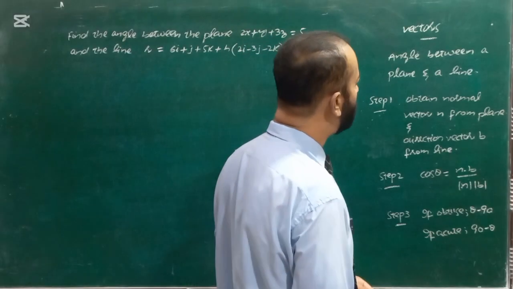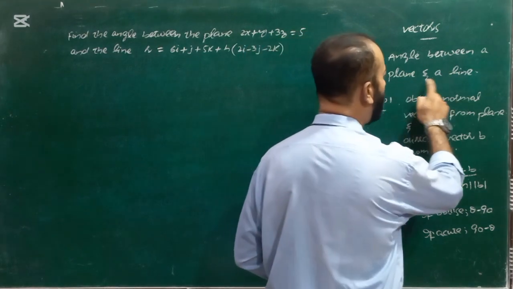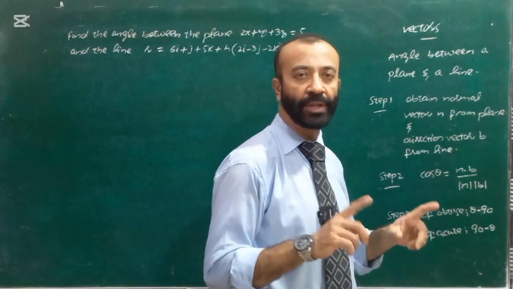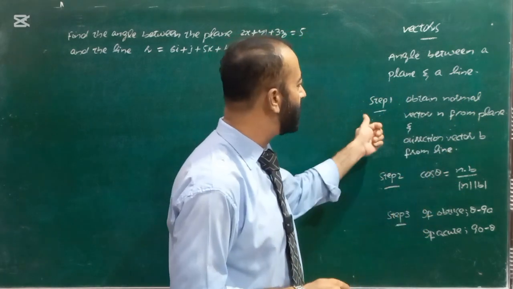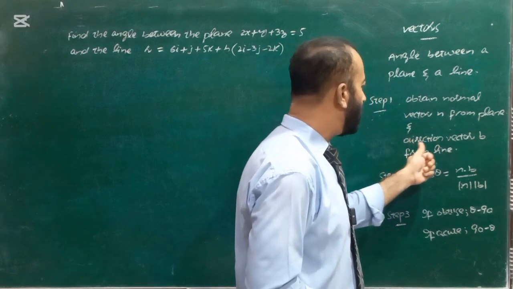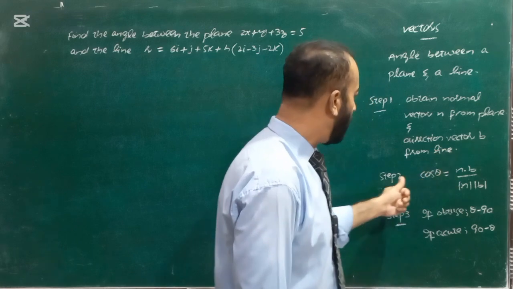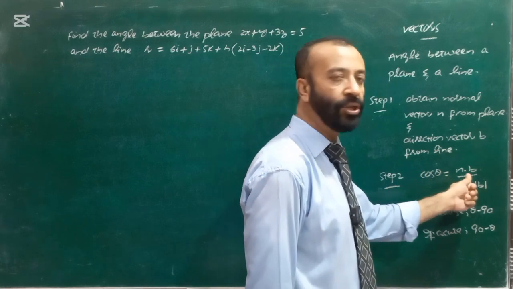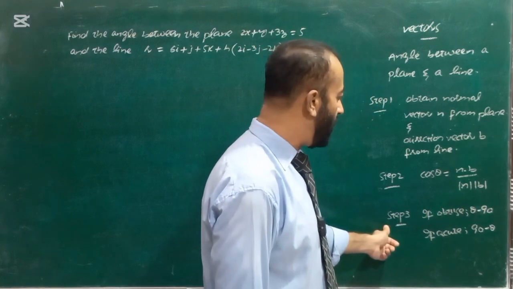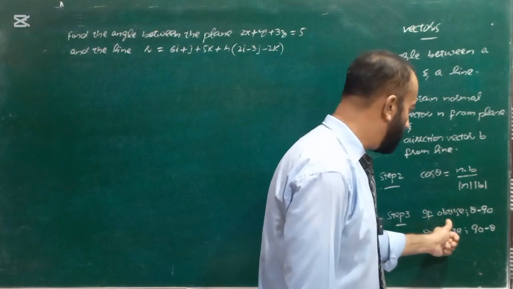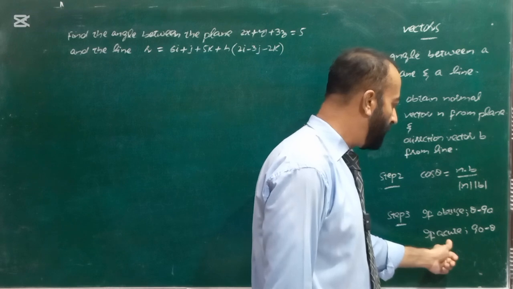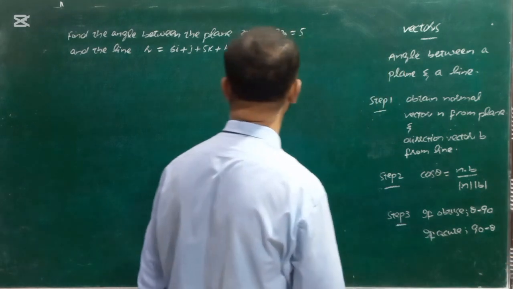The next thing that we are going to read is the angle between a plane and a line. The steps: when a plane and a line are given and we are required to find the angle between the line and plane, the first step is to obtain the normal vector n from the plane and the direction vector b of the line. Step 2: cos theta is n dot b over n magnitude b magnitude. And step 3: if the requirement is an obtuse angle, then theta minus 90 degrees will be done. And if an acute angle is required, then 90 minus theta will be done.